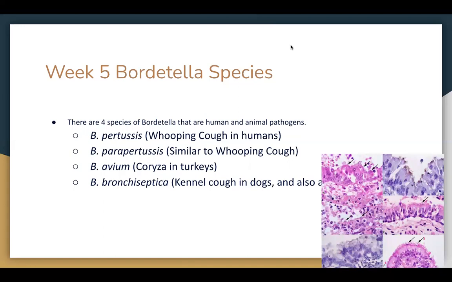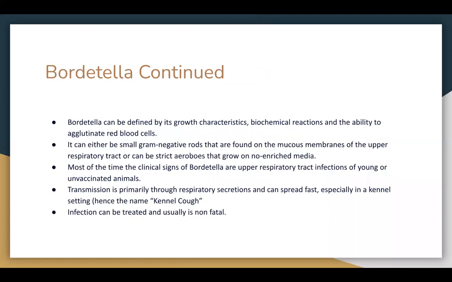So week 5 was the Bordetella species. There are actually 8 subspecies of Bordetella, but the 4 main ones that are important to human and animal pathogens are B. pertussis, B. parapertussis, B. avium, and B. bronchiseptica.